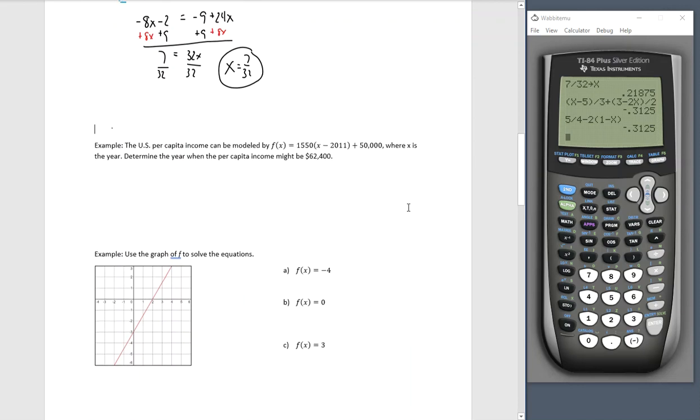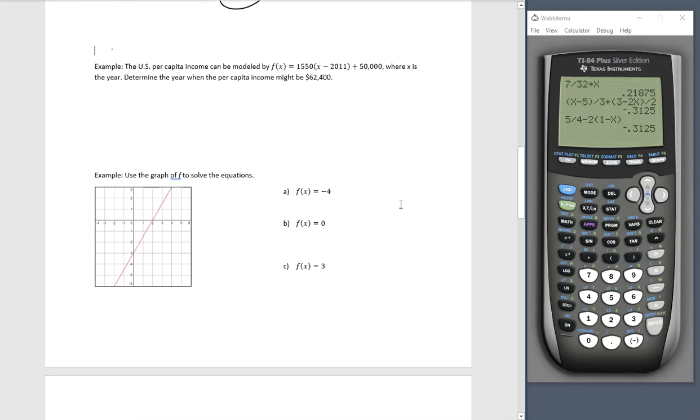All right, the U.S. per capita income can be modeled by f of x equals 1,550 times the quantity in parentheses x minus 2,011 plus 50,000, where x is the year. Determine the year when per capita income might be 62,400. This tells us right here, determine the year. That's the word problem's fancy way of saying solve for x, because x is the year.